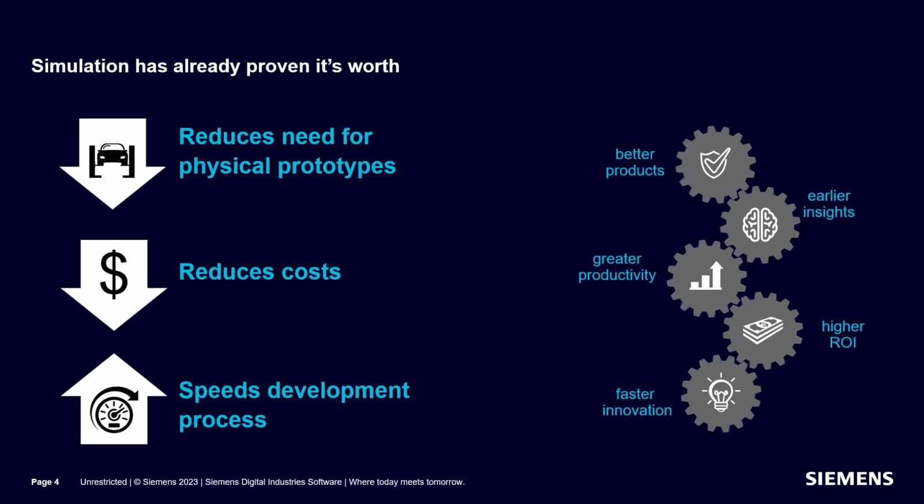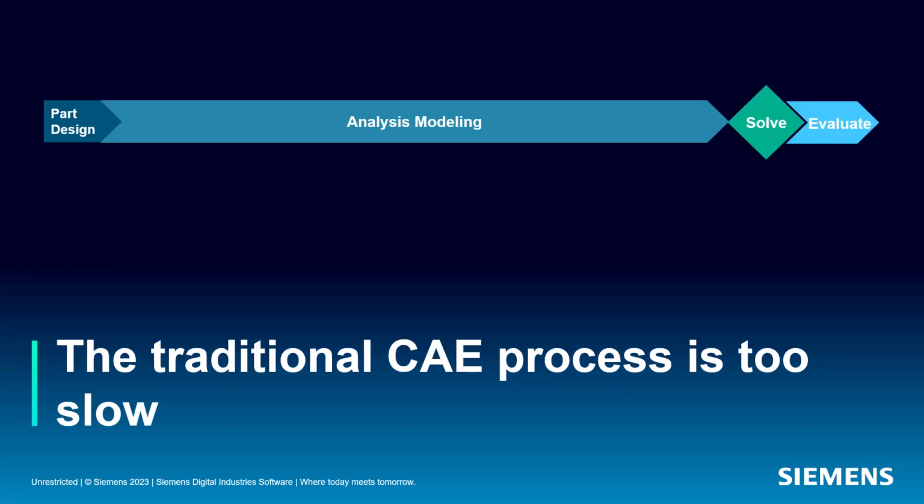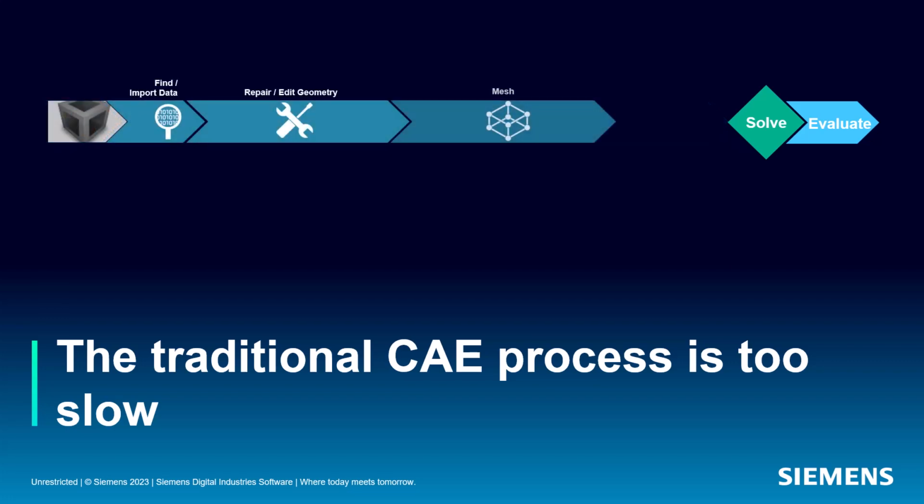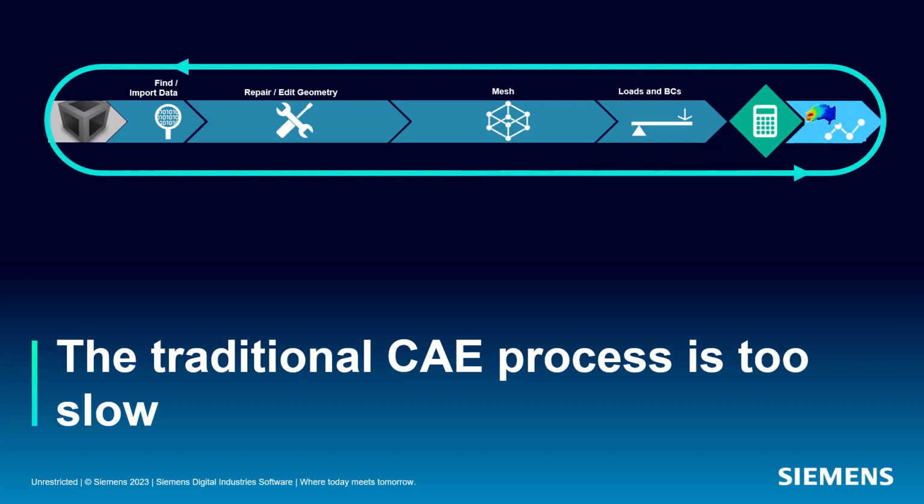Simulation has value on its own as a point solution. However, simulation on its own is not enough. To see why, let's look at the traditional CAE process using a point solution for performance simulation. First, we need to find the data to analyze and make sure we have the correct version. Geometry repair sometimes needs to be done in an entirely separate application from meshing, which further slows down the overall process.